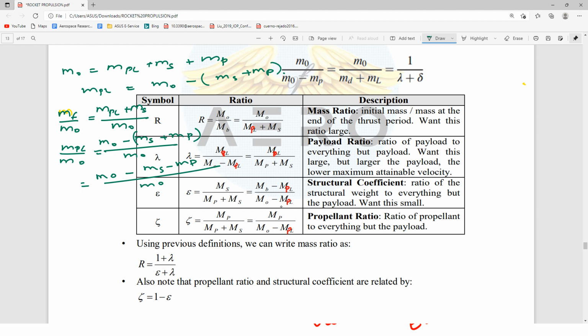Okay, next we have the structural coefficient, that means ms by m naught, right? Again, in a similar way we can find the value of ms: m naught minus payload plus propellant. And then you have this m naught. Similarly, the mass fraction is propellant mass by total mass.